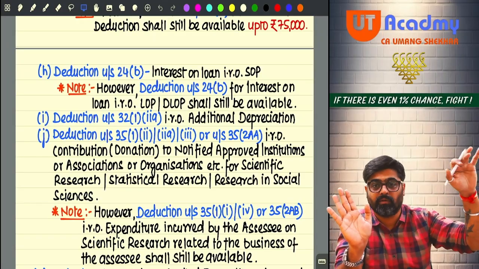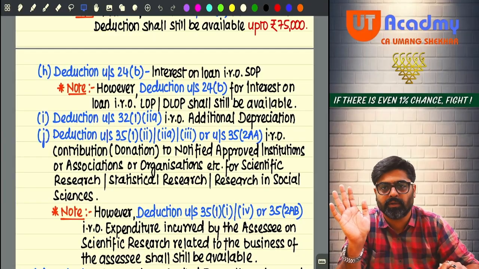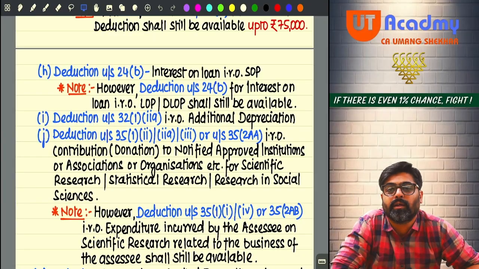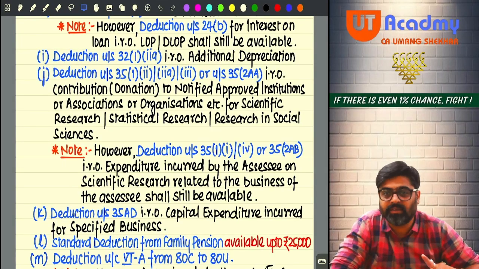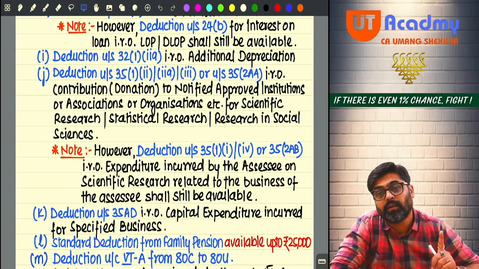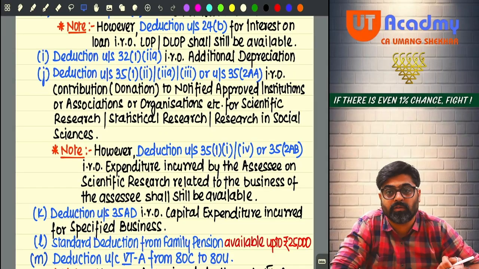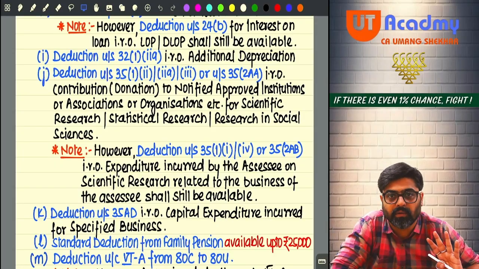You will come to know, okay, 115BAC followed, this I am supposed to take, this I am not supposed to take. Yes or no? Then do you remember that donation for scientific research, etc., which was available under section 35? That you are not going to get. See, additional depreciation you are not going to get, but normal depreciation you are going to get. Under section 35, donations you are not going to get, but the expenditure for scientific research, revenue or capital expenditure, that you are still going to get.